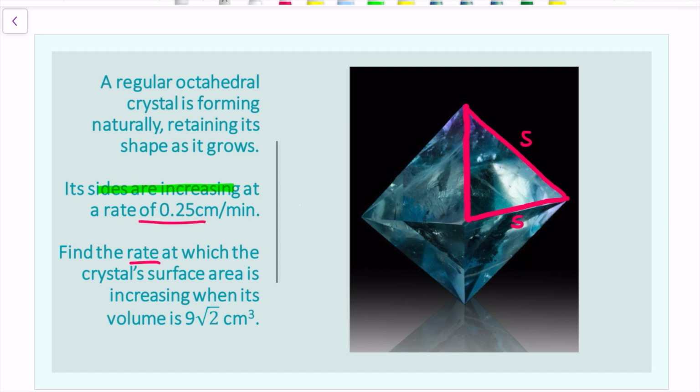I'm just going to hide the side here, just so that we can think about going into the middle of the crystal. Let's say the middle of the crystal is about there. From this point, which is the midpoint of the side, I'm going to go in parallel to this side, and then straight up to the top, and that's going to generate a right angle triangle. Why am I doing that? Well, I want to find the volume of the crystal.